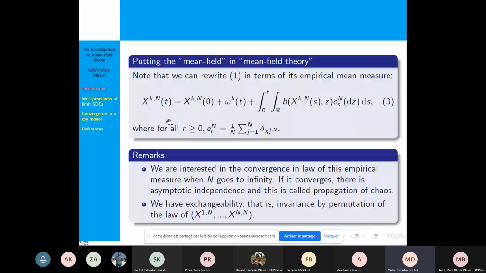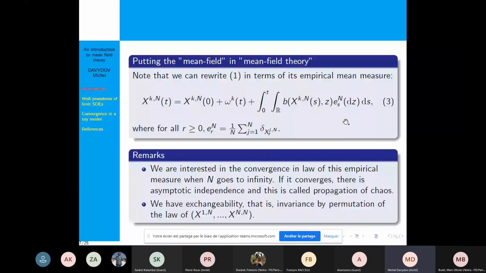So what we can say is that the term of interactions is exactly the same as this one. We're just rewriting it in terms of what we call the empirical mean measure, which is precisely this. The empirical mean measure is the empirical mean of the measures of the positions of the different points. R is basically the time parameter. So we're putting a weight at all the state variables at time R in this case.